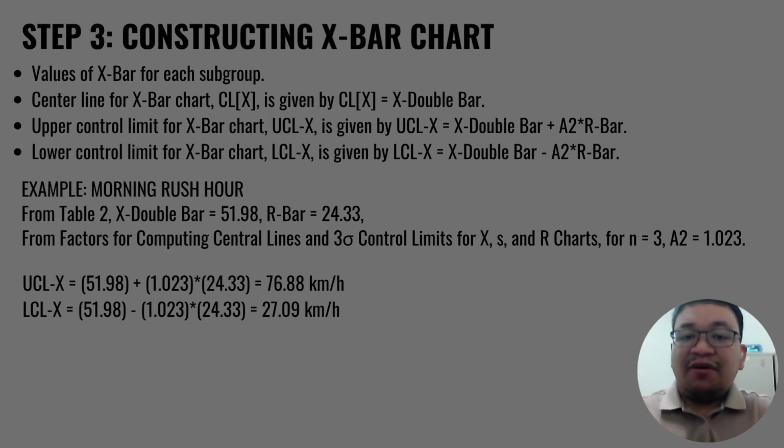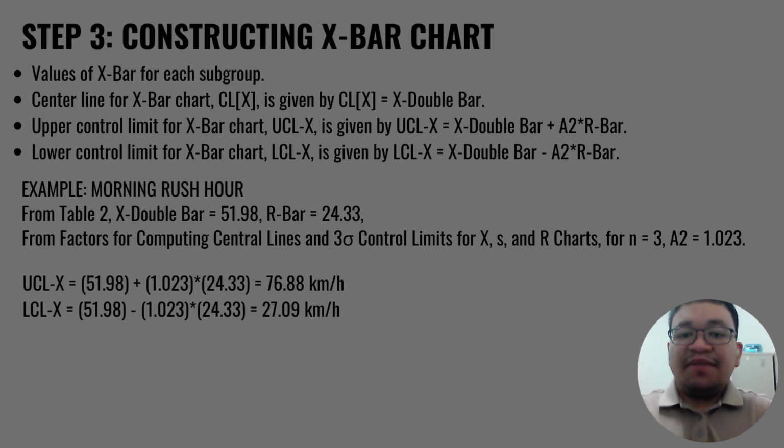And the lower control limit for the X bar chart, the LCLX, is given by LCLX equals X double bar minus A2 multiplied by the R bar. For example, during the morning rush hour data, from Table 2, the X double bar is equal to 51.98 and the R bar is equal to 24.33.